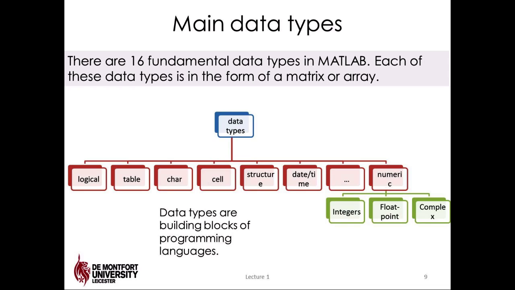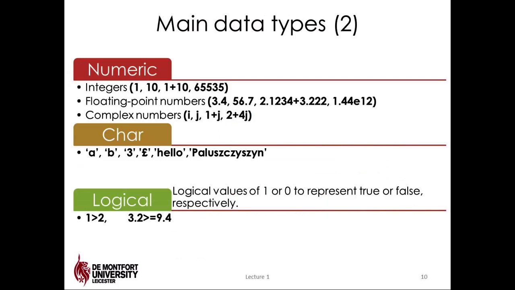So now I want to talk about data types. There are 16 fundamental data types in MATLAB, and each of them is stored in the form of a matrix or array. So whatever it is, a logical, table, char, or cell, it will be stored in the form of a matrix or array. So I'll get started with the most important ones: numerical, char, and logical.